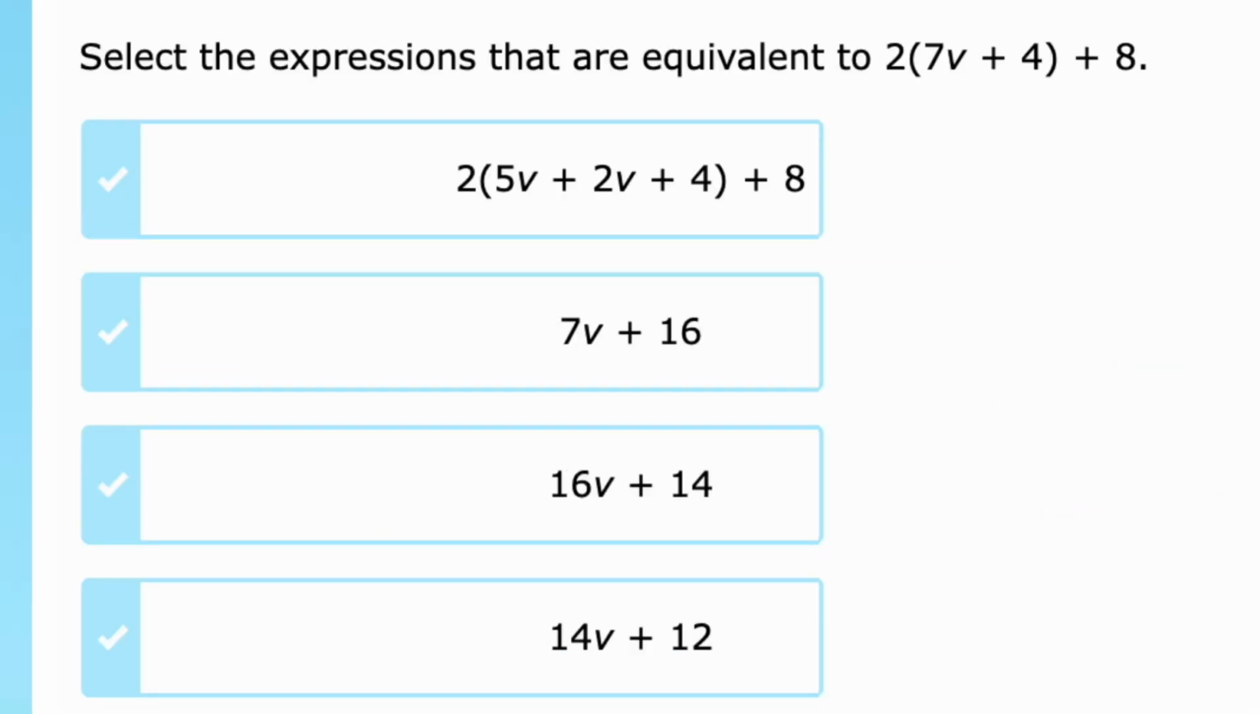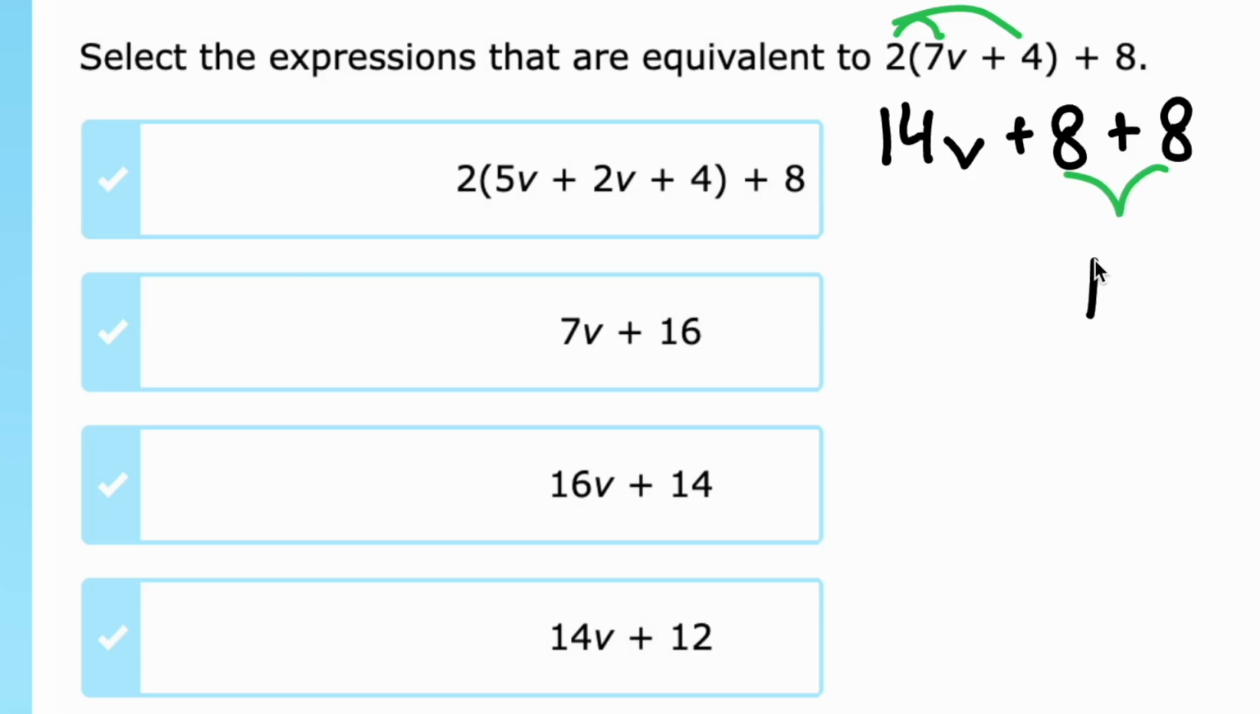Just like the last question, we can start by putting our expression in simplest form. So we can start by distributing the 2 to both terms inside the parentheses. 2 times 7v is 14v, and 2 times 4 is 8. Next, we combine like terms, and 8 plus 8 is 16. So our simplest form is 14v plus 16.